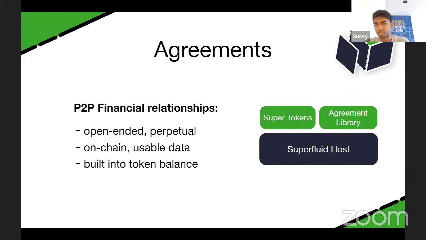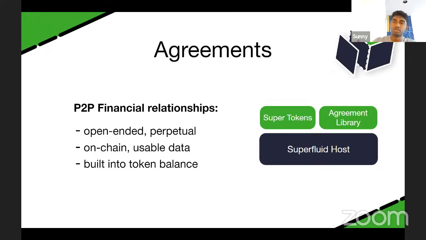So let's get a little bit deeper into super agreements. Basically, these are the peer-to-peer financial relationships that allow for things like money streams or instant distributions. So let's talk about money streaming, right? Like I said, that is a super agreement called the constant flow agreement. The way we're traditionally used to moving money is discrete transfers, right? Like I send you 10 DAI, my balance goes down by 10, your balance goes up by 10, and that's accomplished using the transfer function on the ERC20 token.